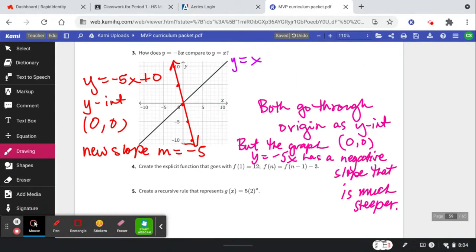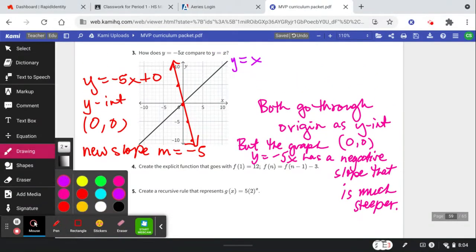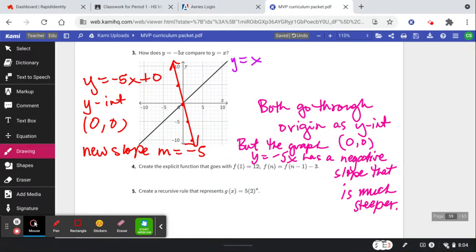Okay, so how'd you do on those graphs? Were you able to see those comparisons okay? Let's go look at the next two that they're asking. Create an explicit function that goes with the recursive, and then create a recursive rule that goes with the explicit. So they're asking you to go forwards and backwards on this. The first one starts at 12, f of 1 equals 12, and then is going down 3 each time. That's my common difference. So it's linear.